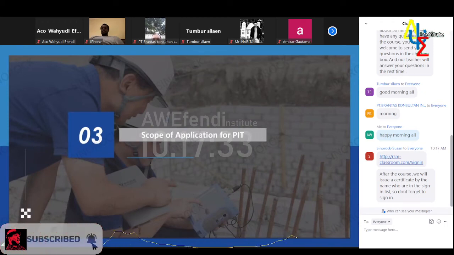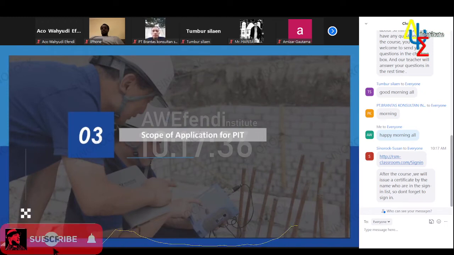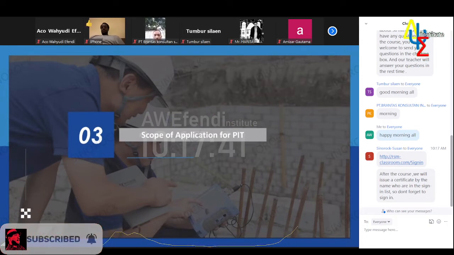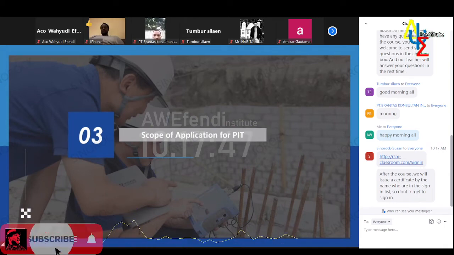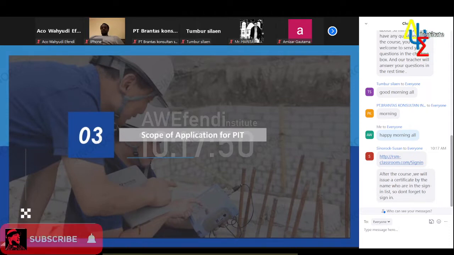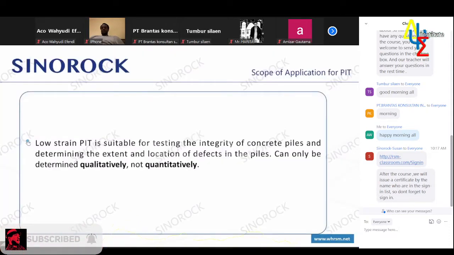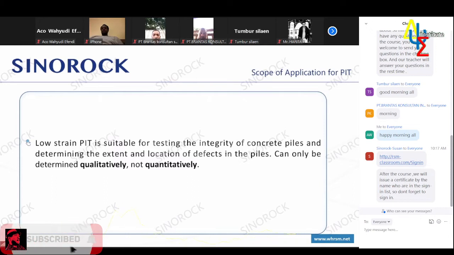Low-strain PIT testing is not suitable for all integrity testing and has a certain scope of application. In some cases, low strain will have a good testing effect, while in some cases it is impossible to judge. Let's take a look at the scope of application of the low-strain method. The low-strain method is applicable to detecting the integrity of the pile body of concrete piles and judging the degree and location of pile defects. But it can only be judged qualitatively, not quantitatively.